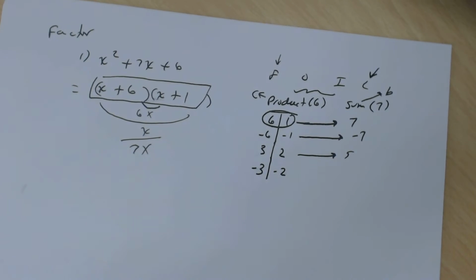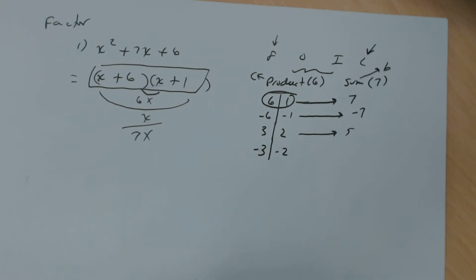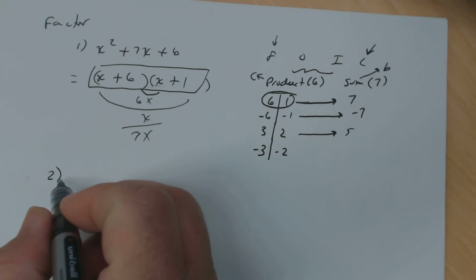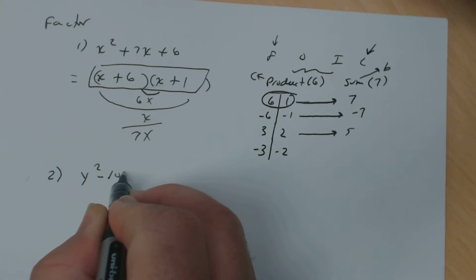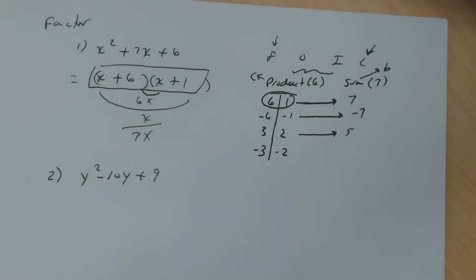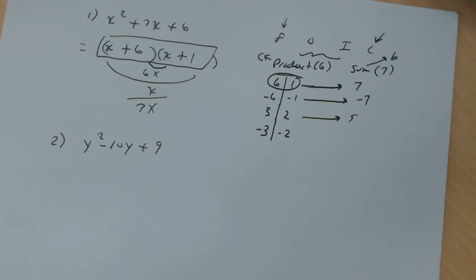Now let's look at the next one. Number 2. Let's suppose we had y squared minus 10y plus 9.